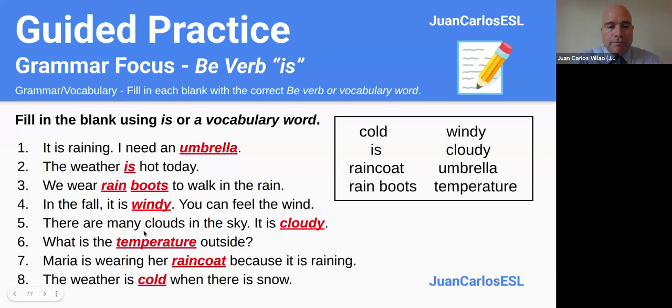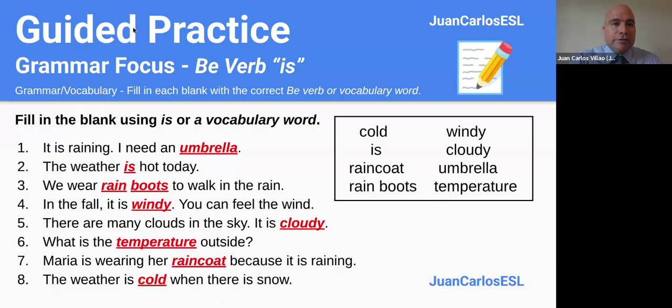There are many clouds in the sky. It is cloudy. What is the temperature outside? Maria is wearing her raincoat because it is raining. The weather is cold when there is snow. El clima es frío cuando hay nieve. The weather is cold when there is snow.